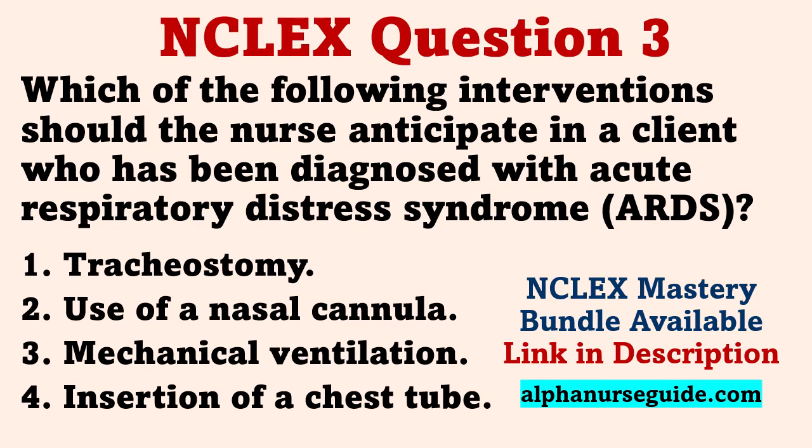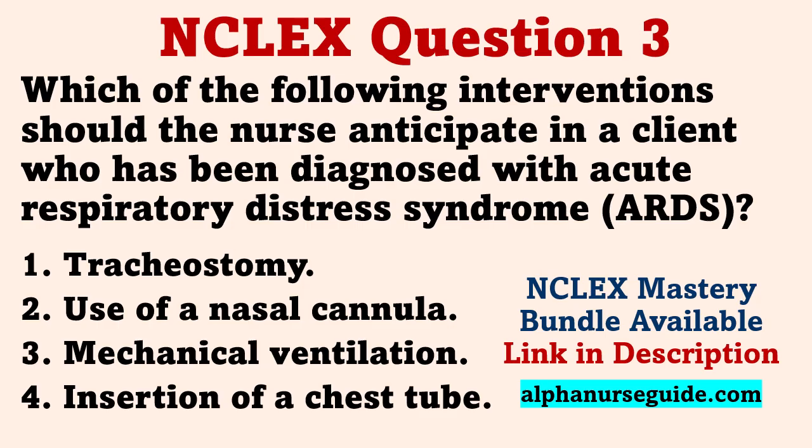Which of the following interventions should the nurse anticipate in a client who has been diagnosed with acute respiratory distress syndrome? 1. Tracheostomy. 2. Use of a nasal cannula. 3. Mechanical ventilation. 4. Insertion of a chest tube. The correct answer is 3.